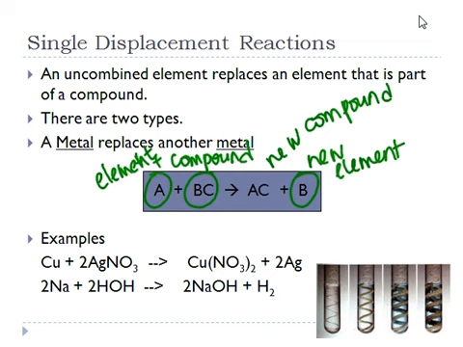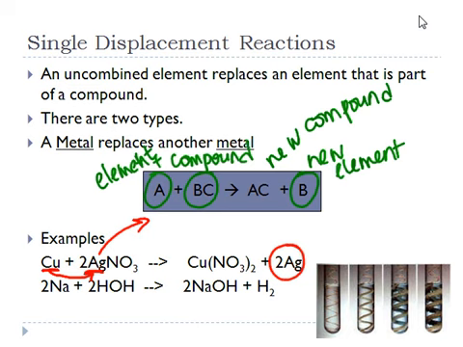So here are two examples that you see a lot in the lab. Here is a metal replacing another metal. We have copper metal that's all by itself, and silver that's in silver nitrate. If we do this reaction, the copper replaces the silver, bumping out the silver. So now copper is bonded to the nitrate, and the silver is left all on its own.